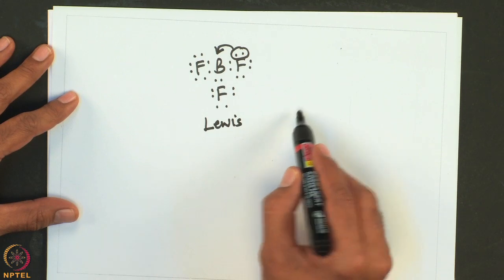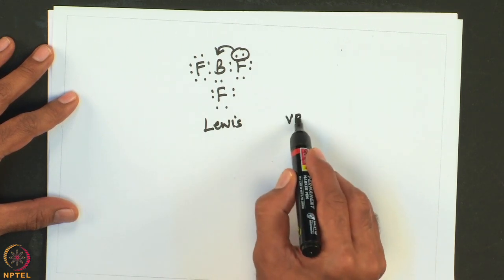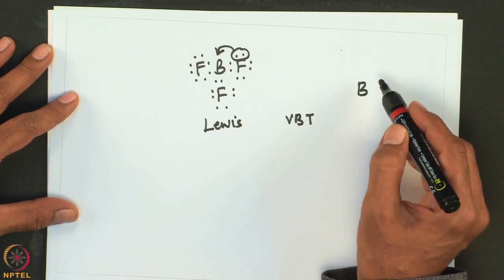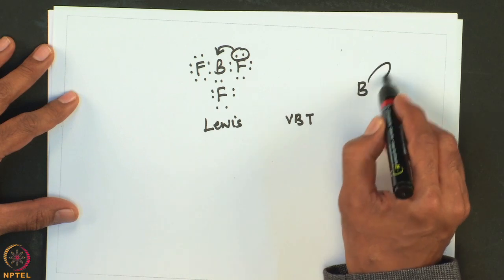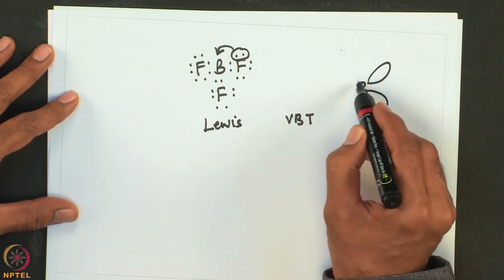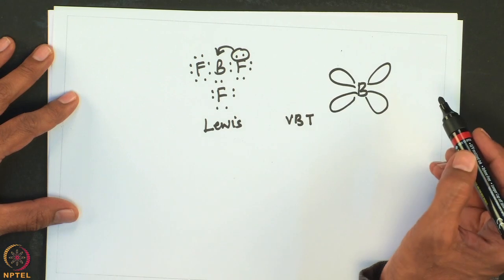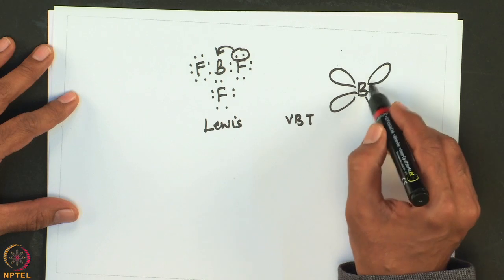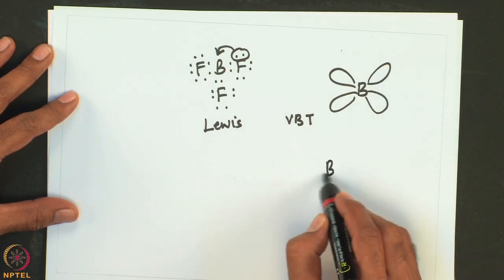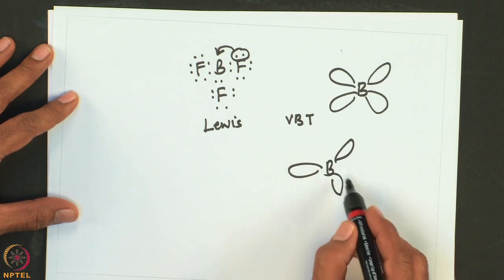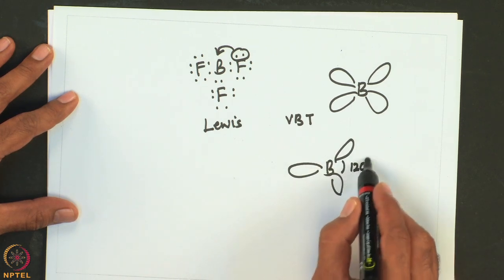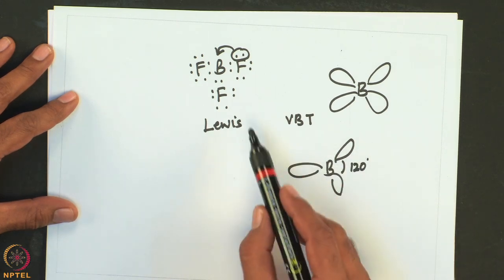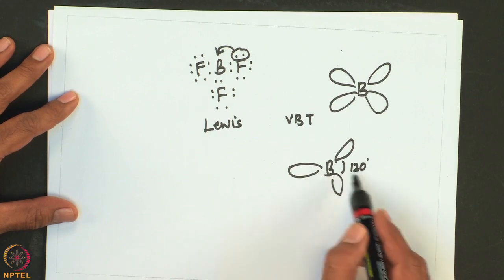In the case of valence bond theory, boron undergoes sp2 hybridization. A tetrahedral geometry is not possible. So basically it undergoes sp2 hybridization, and the angle is 120 degrees. This is what we say here. Of course, here we do not talk about octet satisfaction. Here it is electron deficient.